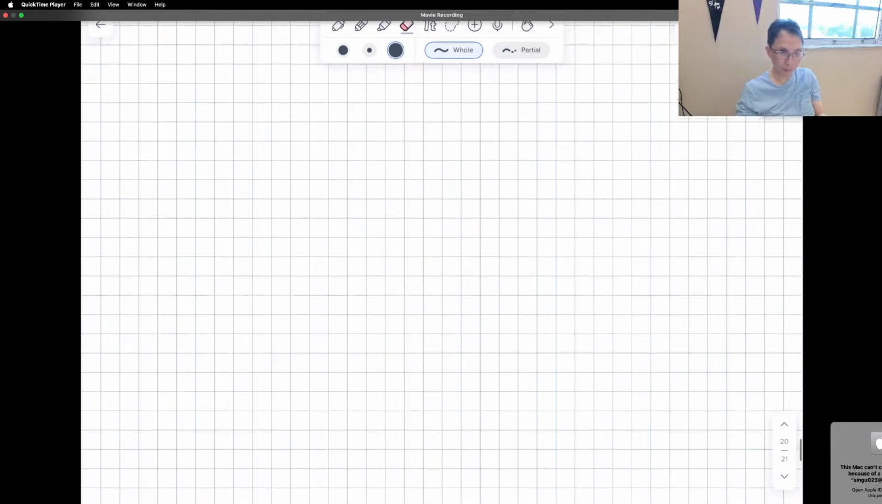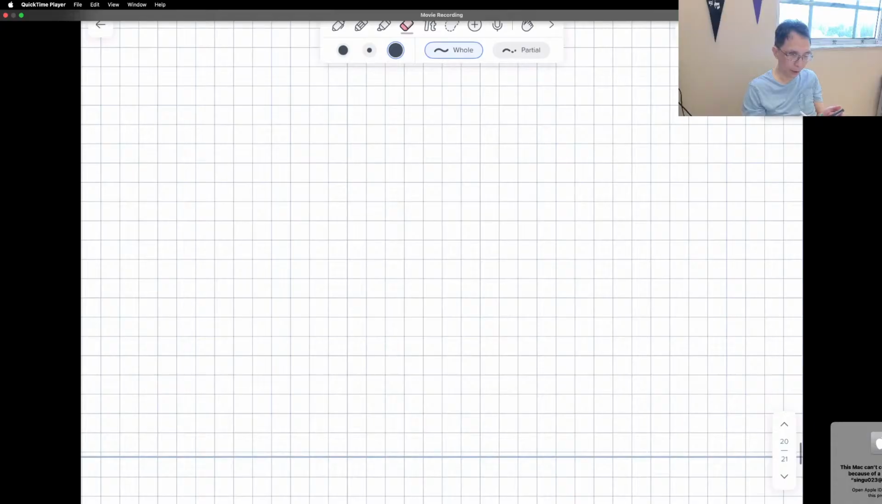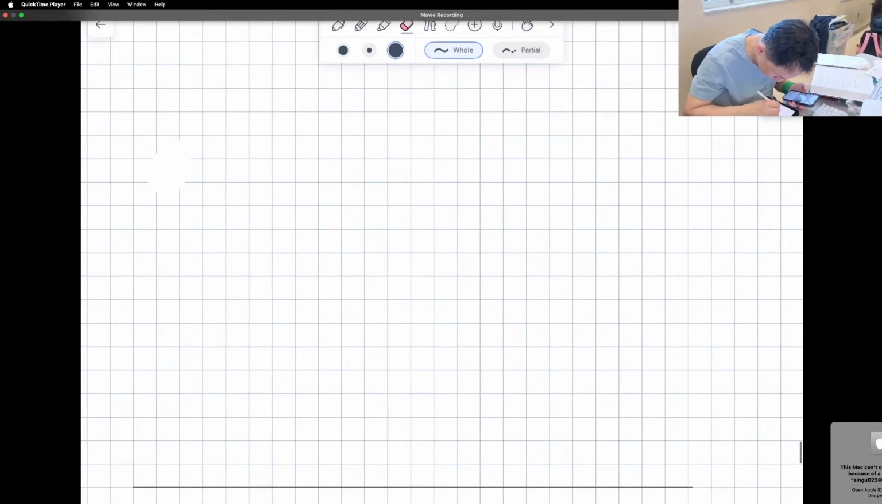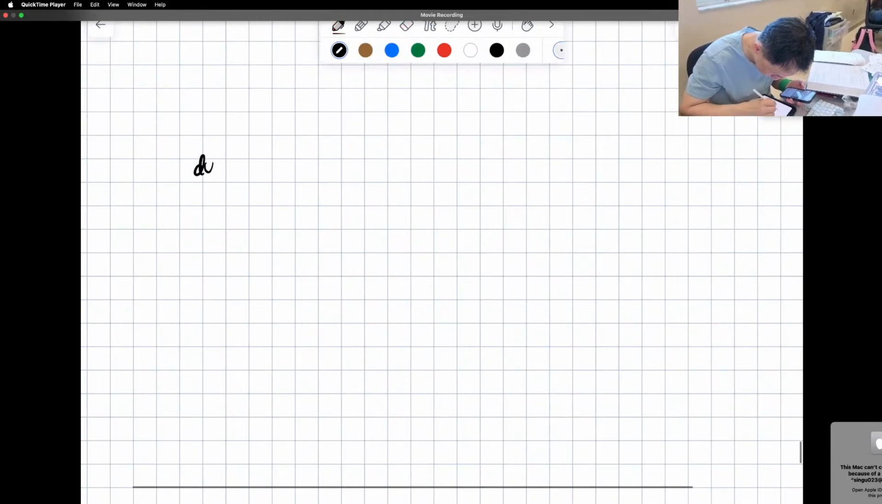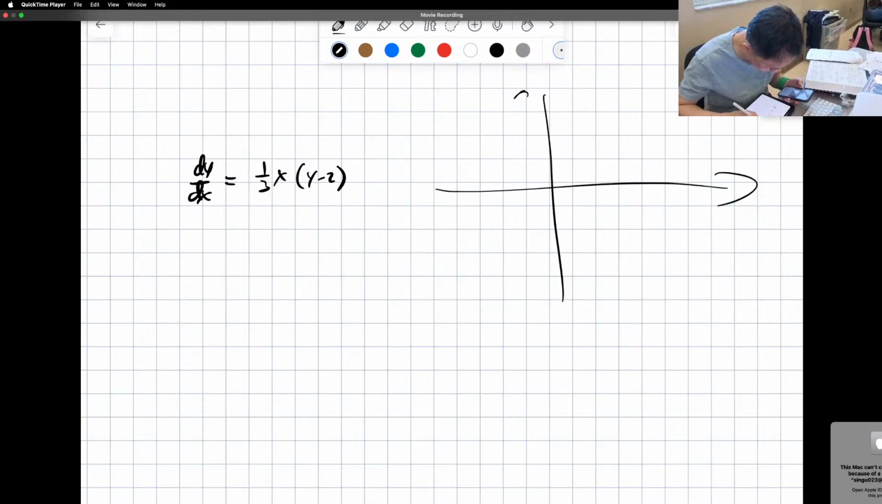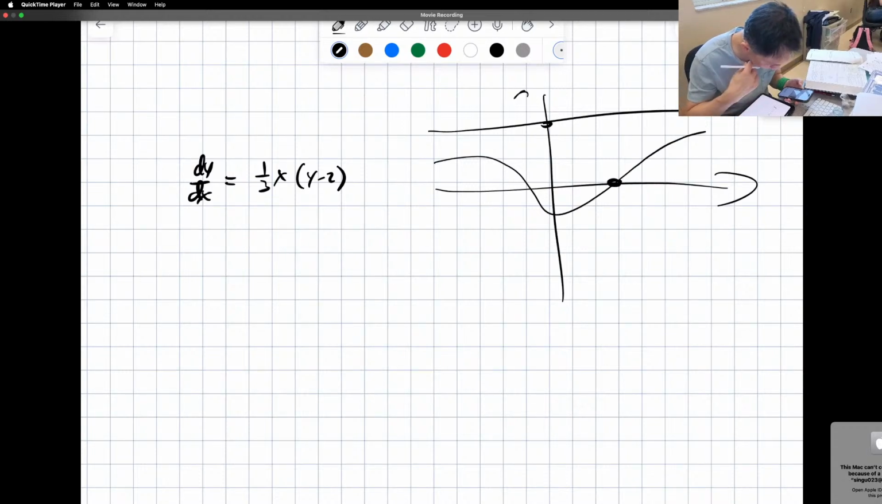Any questions about this one? Now the third question, I'm gonna go through them. So the third question is dy/dx is equal to 1/3 x times y minus 2. I think that one is gonna look something like, oh, there's a point here, it's gonna be like this. There's a point here, it's gonna be like something like this. Go and do that.